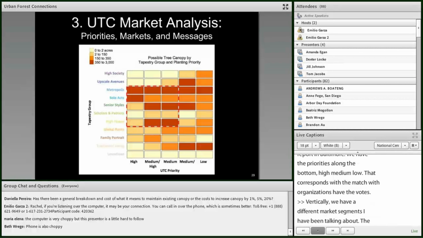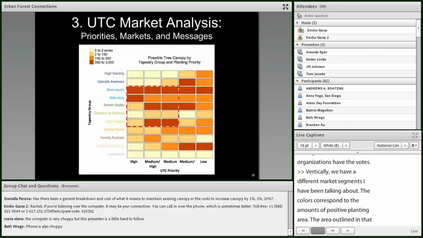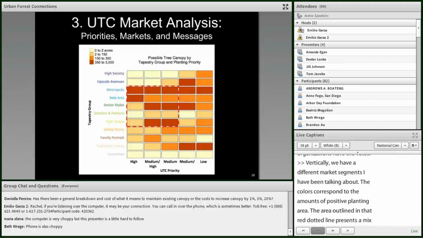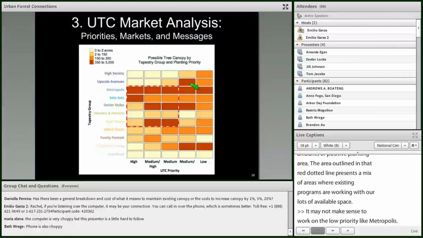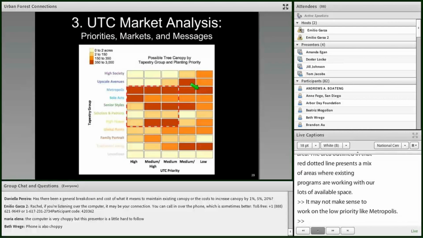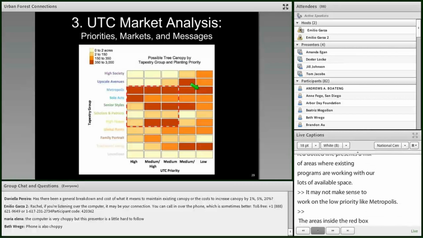The area that's outlined in that red dotted line presents a mix of areas where existing programs are working and where there's lots of available space. For example, it might not make sense to work in a low priority area just because there's a lot of space. Like Metropolis, they're low priority with lots of possible area, and that would be this column all the way on the right, this cell. Whereas areas inside the red dotted line box present a mix of where current outreach is working, and you have lots of opportunities, and they're high priority.